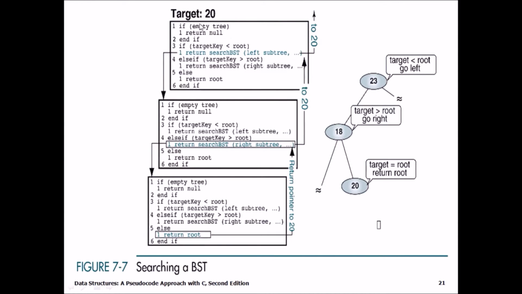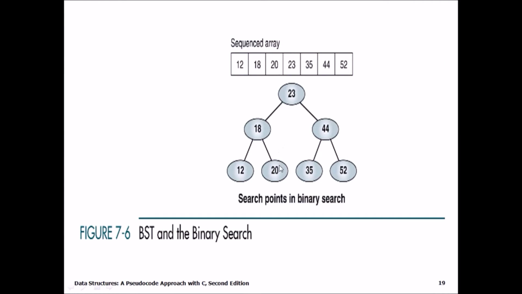Now if the target is less than root, go left, and if the target is greater than root, go right. If we need to find 20, this is how we have to go. Let me show you. If I have to find 20, I will start here at 23. Is 20 greater than 23 or less than 23? 20 is less than 23. So we take the left subtree.